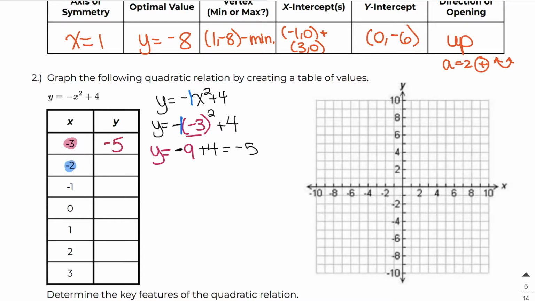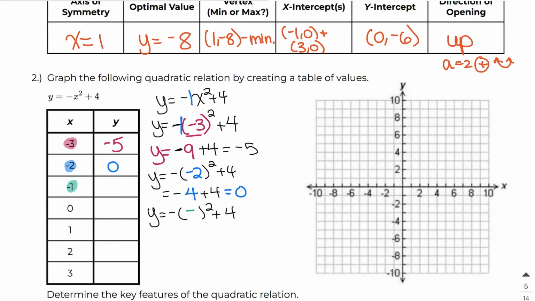Let's try the next one. So here I'm going to do y equals negative, and then I'm going to replace the x value with a -2 right here. But -2 squared is +4. The negative just tags along, and then I get -4 plus 4, which is 0. So this right here would be 0. Let's try the next one. Y equals negative, and then in brackets, -1 squared. -1 is the next value I will fill in here. So I'm going to say -1 squared, which is +1, but then the negative tags along right here, and then +4. So -1 plus 4 would give me +3.